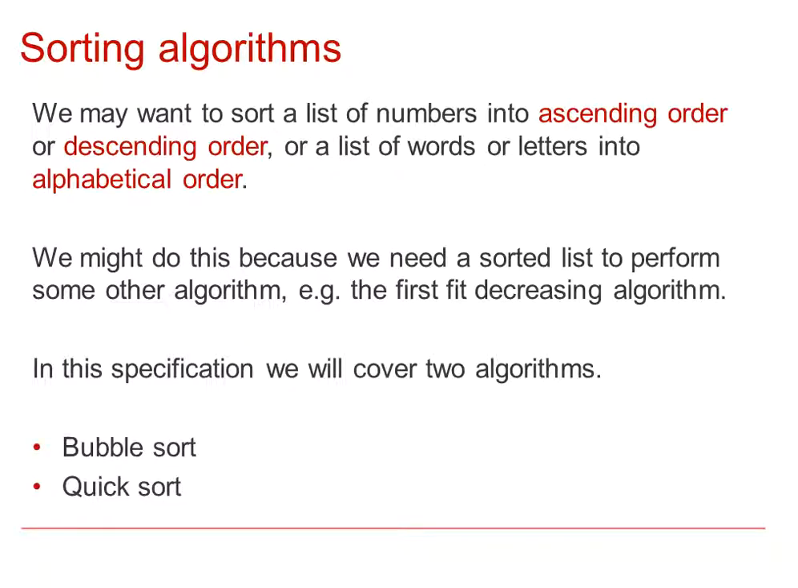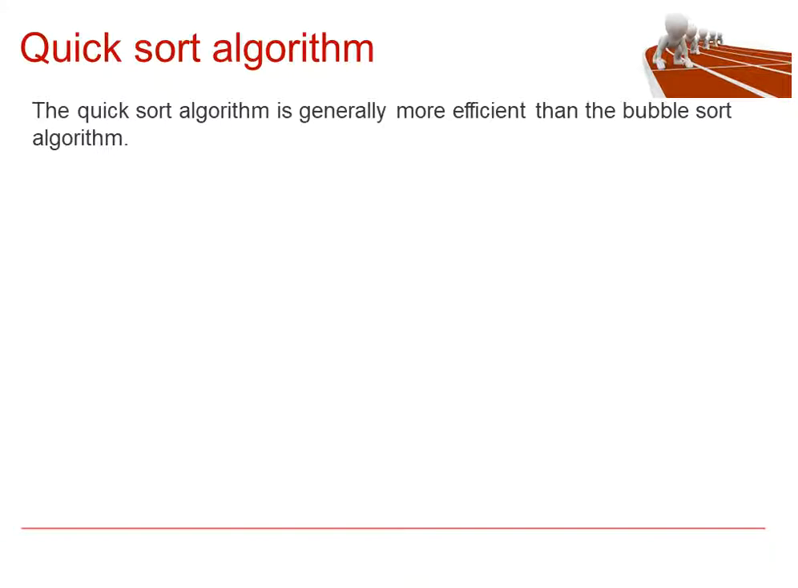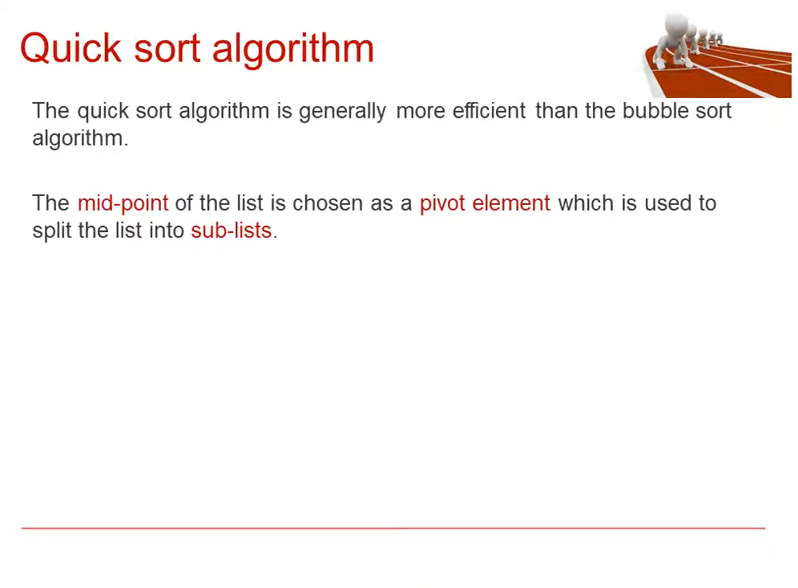For this specification, the two algorithms that you need to learn are the bubble sort algorithm and the quicksort algorithm. The quicksort algorithm is generally more efficient than the bubble sort algorithm. It requires looking for a midpoint of the list and using that as a pivot element, and this is used to create two sublists during the process.